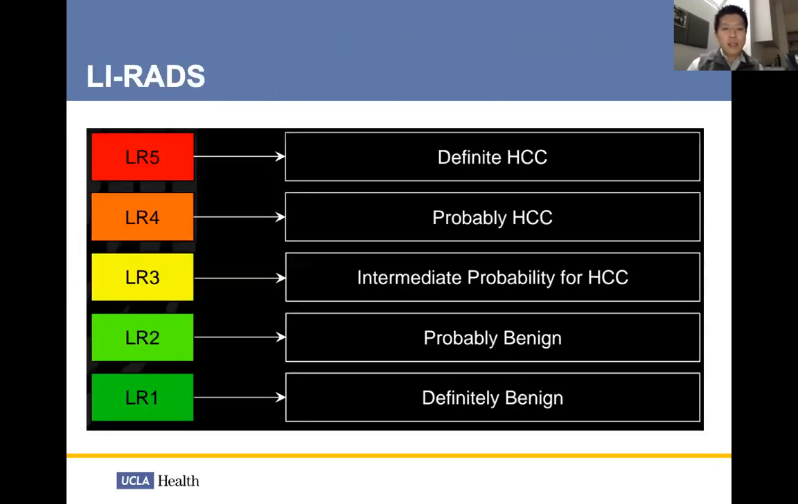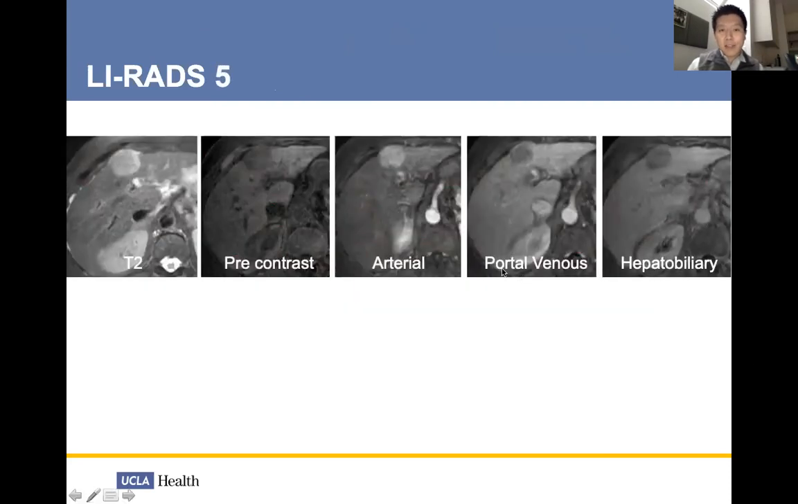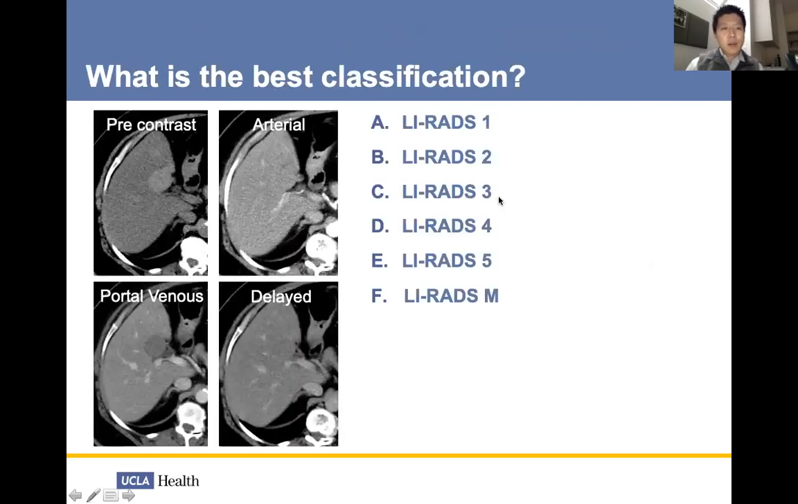Okay, so this is LI-RADS. And this is a LI-RADS 5 lesion that does not require tissue diagnosis. So here's, I have maybe 5 cases.